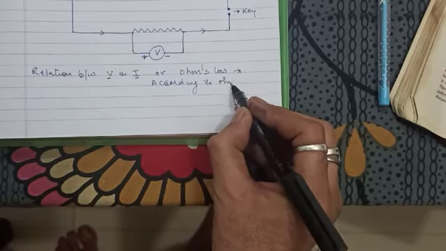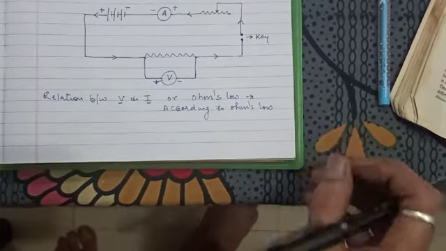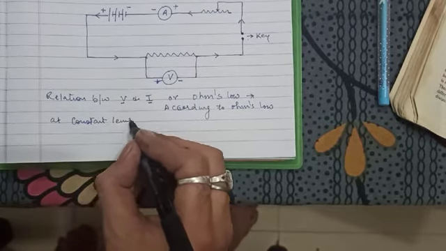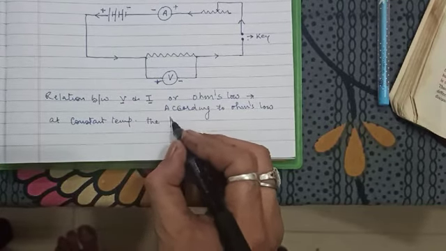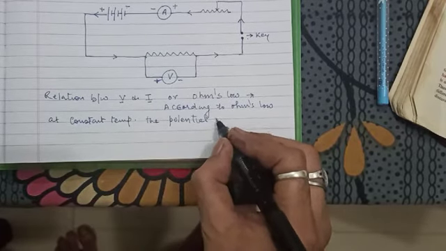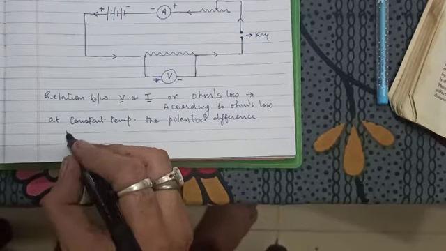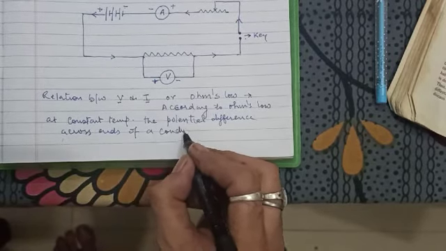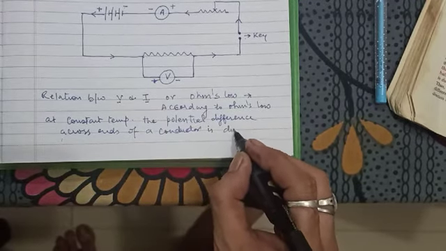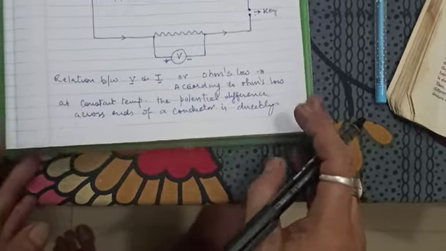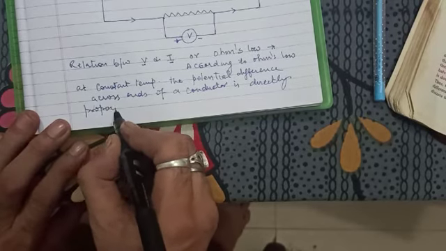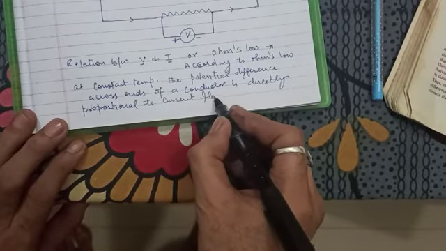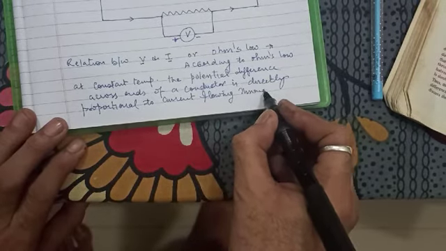according to Ohm's law, at constant temperature the potential difference across the ends of a conductor is directly proportional to the current flowing through it.